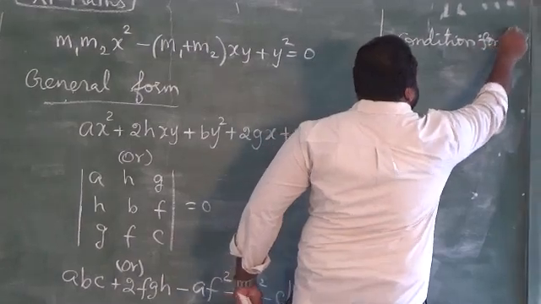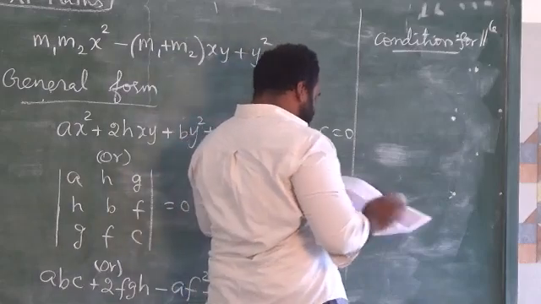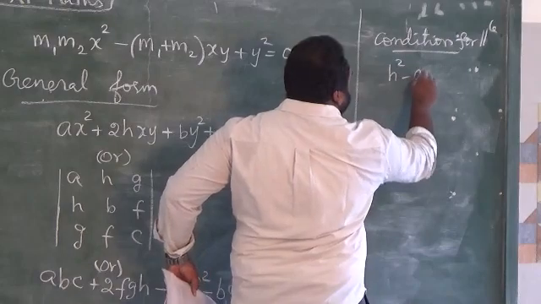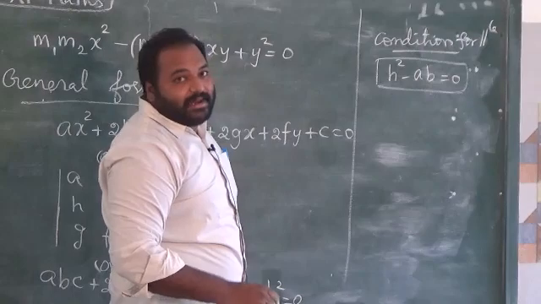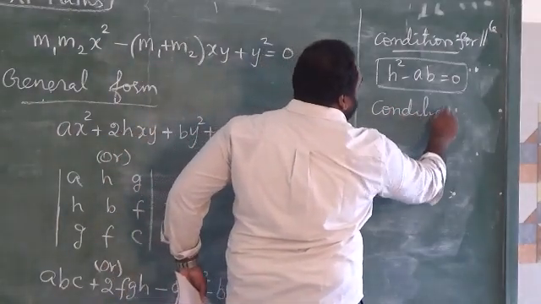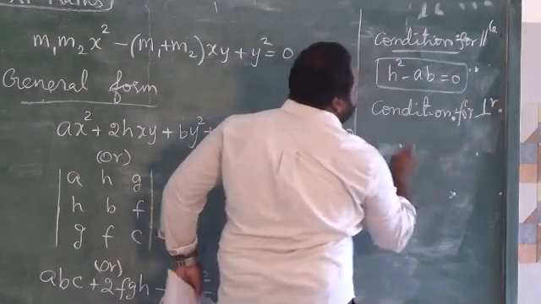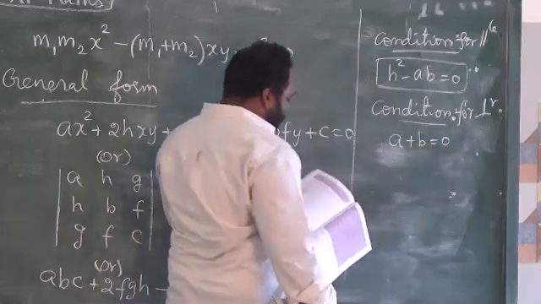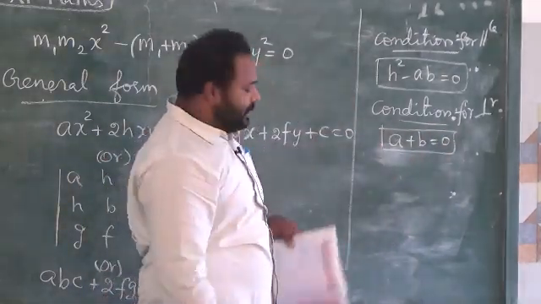The condition for a pair of parallel lines is h square minus ab equal to 0. So, this is the formula for a pair of parallel lines. Next, the condition for perpendicular lines is a plus b equal to 0. So, this is the condition for a pair of perpendicular lines.